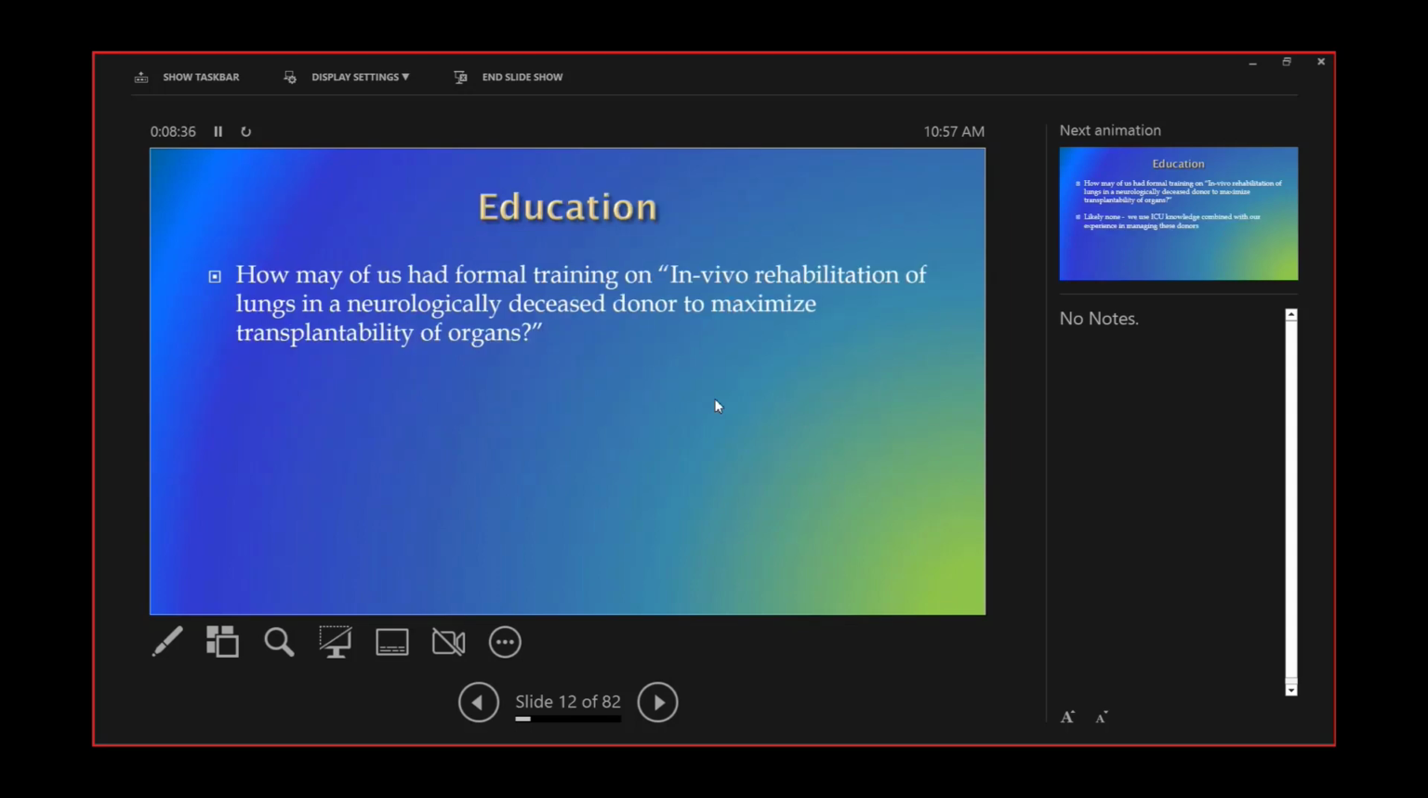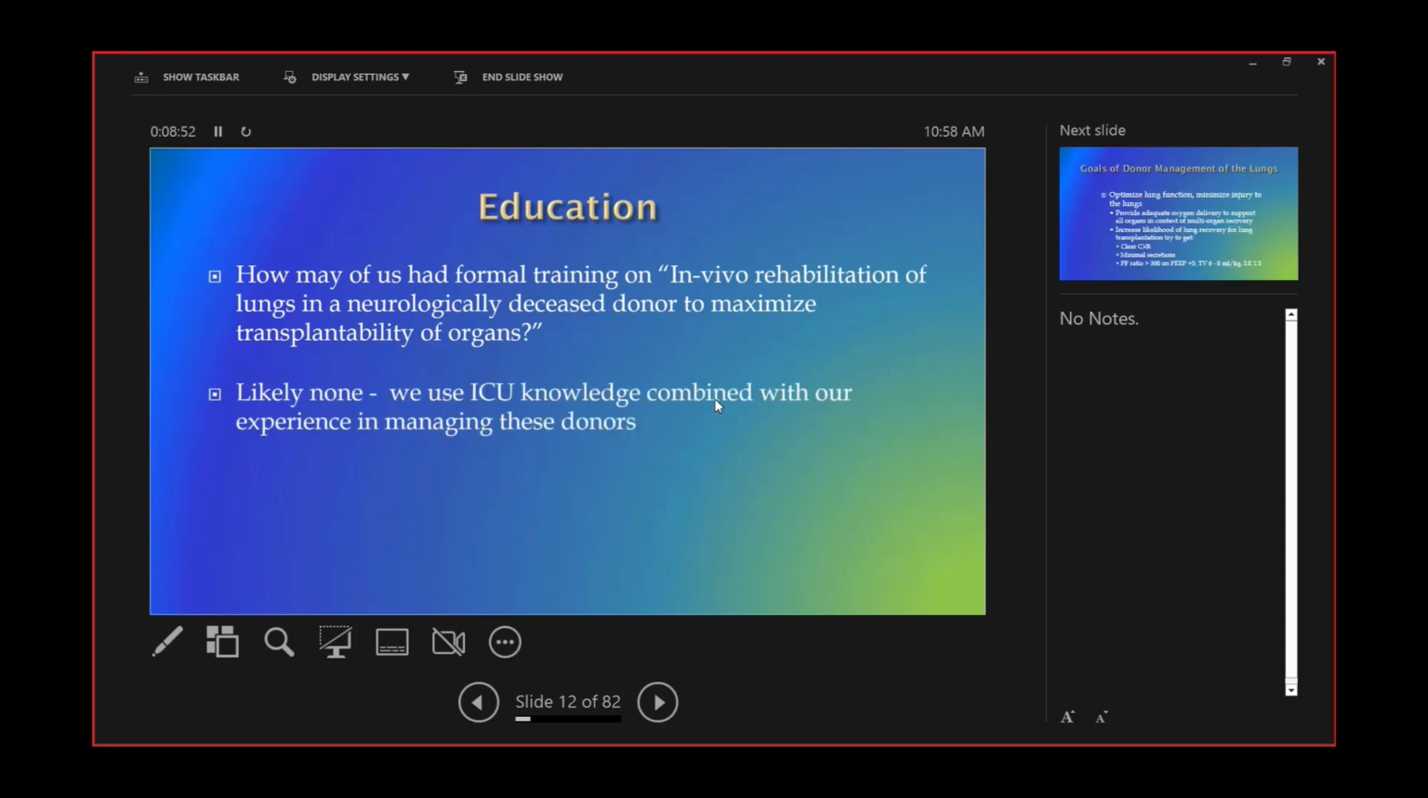So how many of us have had formal education on in vivo rehabilitation of lungs in a neurologically deceased donor to maximize transplantability of organs? There should only be 3 people. Everybody took a course on that in medical school or nursing school or respiratory therapy school, didn't you? No. None of us. So the answer is none of us.